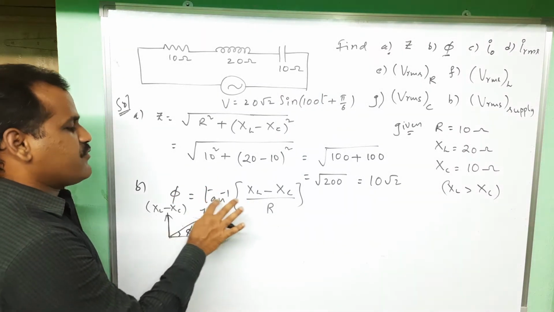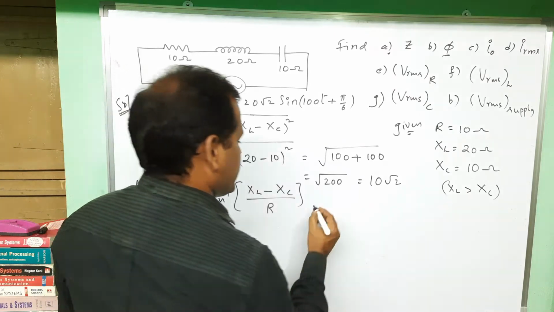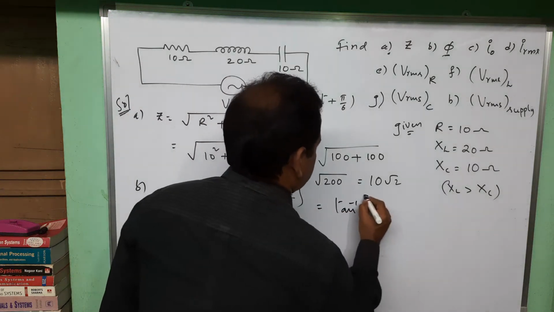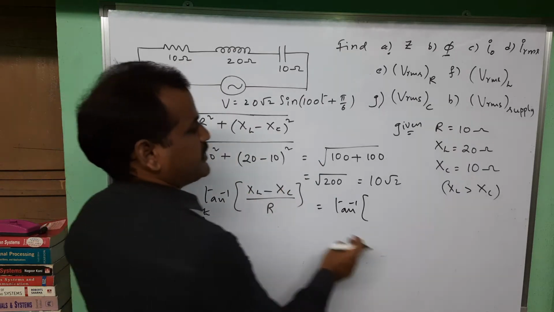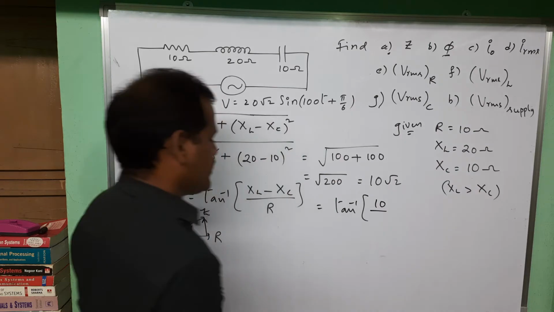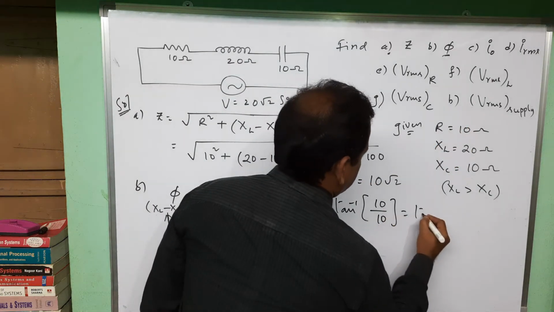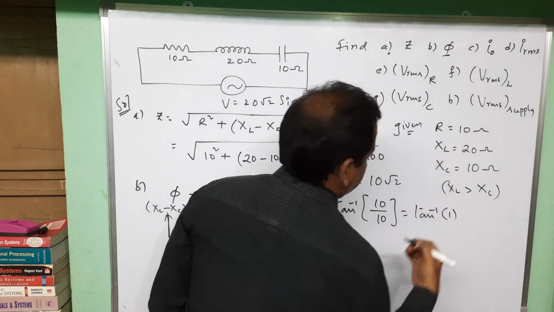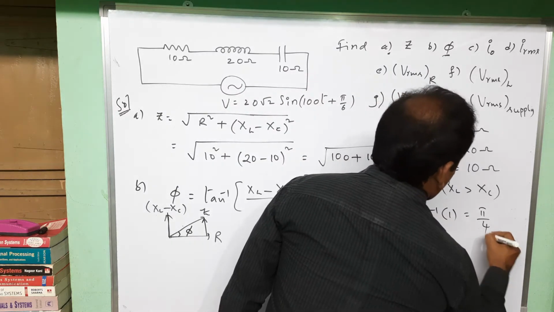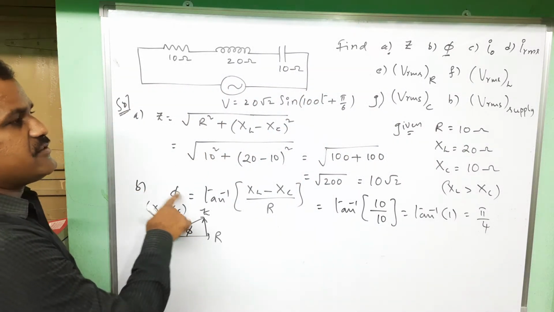So tan phi is this component, and to calculate phi, it is tan inverse of (XL minus XC) divided by R. That means tan inverse of (20 minus 10), 10, divided by the R value, 10. So we get tan inverse 1, that is 45 degrees or pi by 4. Right. We get the phase difference now.